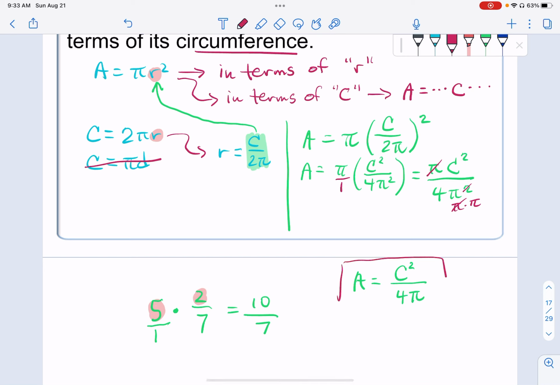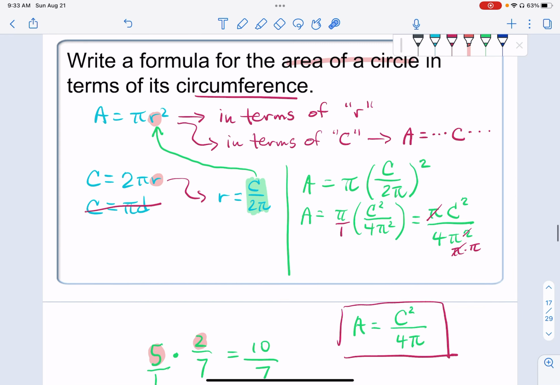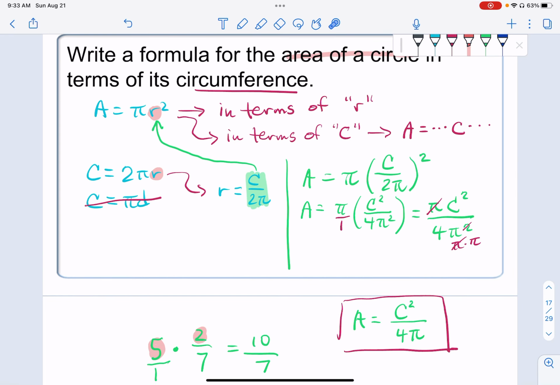So this equation is now the area of a circle in terms of its circumference. In other words, the only thing that you need to know to find the area of a circle is the value of its circumference. Then you'd square it, and you'd take that whole quantity and divide it by 4 pi. All right, let's give you a few of these to practice here.